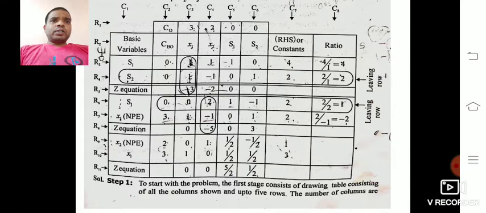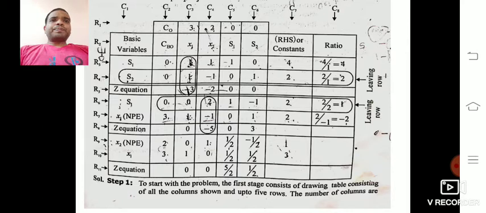Now coming to the R7 row, the C4 column. Apply this formula again: old element, see the S2 row R4, minus 1, divided by the key element, which is always 1. Minus 1 divided by 1 is minus 1. Similarly do it for the C5 and C6 columns for the x1 row, and the RHS we are getting 2 there.